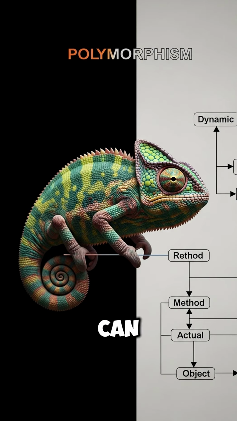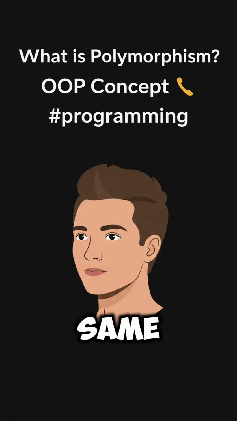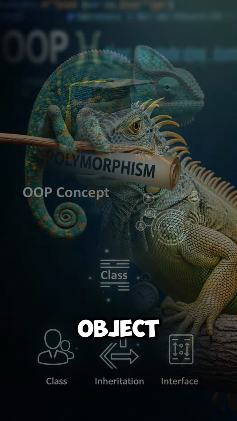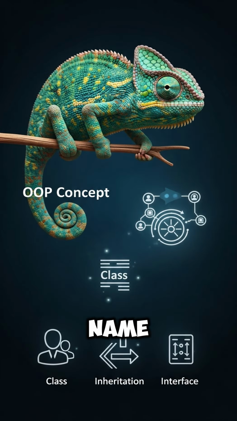In programming, you can have multiple classes that all respond to the same method name, but each does something unique. You have a speak method, call it on a dog object, it barks. Call it on a cat object, it meows. Call it on a cow object, it moos. One method name, many forms.